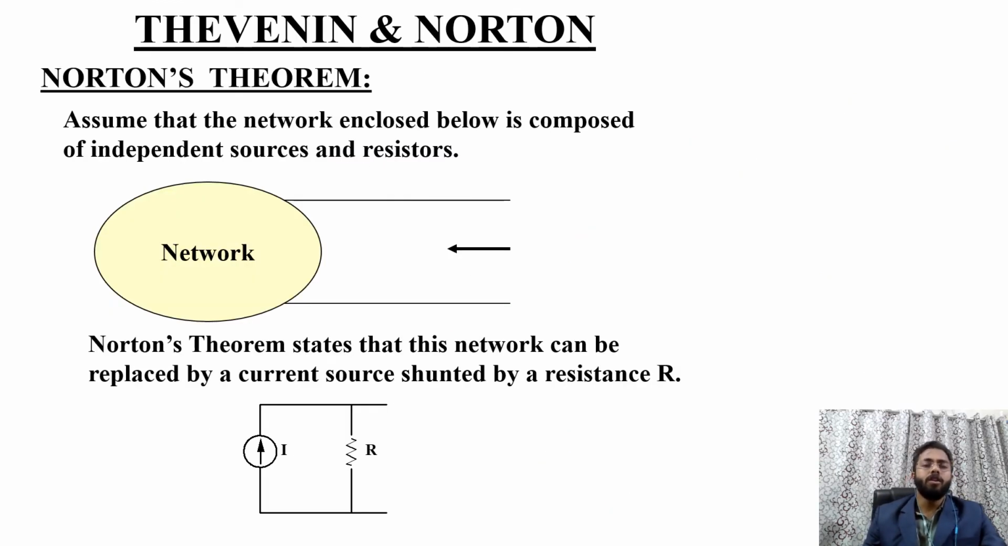Now we will discuss Norton's theorem, and we know the network consists of resistors and independent sources, and here also the network is there. So assume that the network enclosed below is composed of independent sources and resistors, and Norton's theorem states that the network can be replaced by a current source shunted by a resistance R.